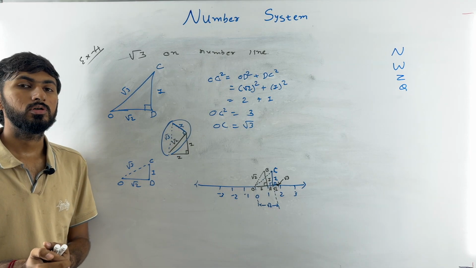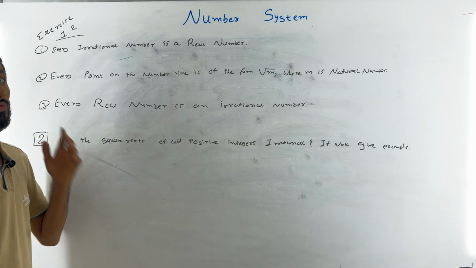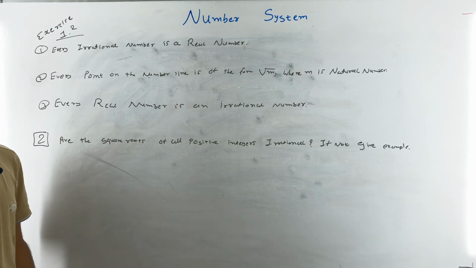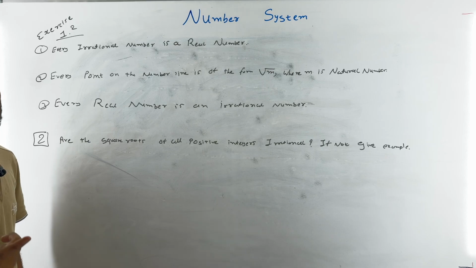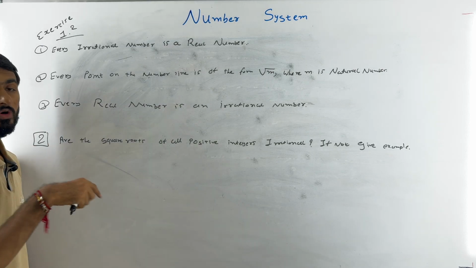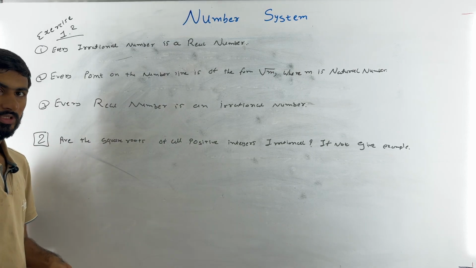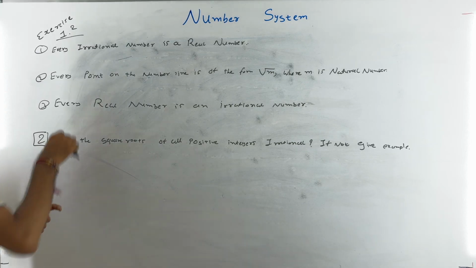Now we will move to exercise 1.2. The first question says I have to state whether the statements are true or false, and I have to give examples for the same.